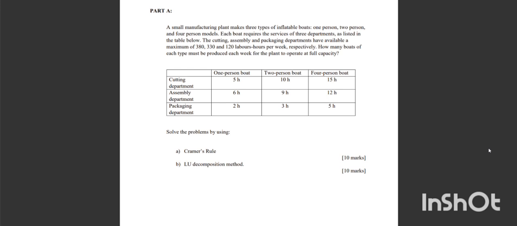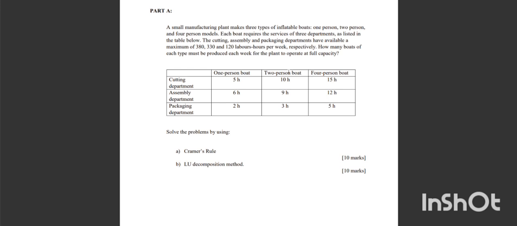So the question given is: a small manufacturing plant makes three types of inflatable boats, 1%, 2%, and 4% models. Each boat requires the service of three departments as listed in the table below. The cutting, assembly, and packaging departments have available a maximum of 380, 330, and 120 labor hours per week respectively. How many boats of each type must be produced each week for the plant to operate at full capacity?